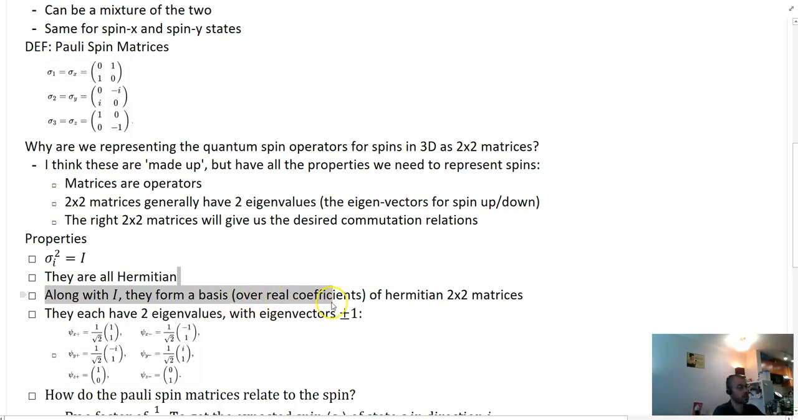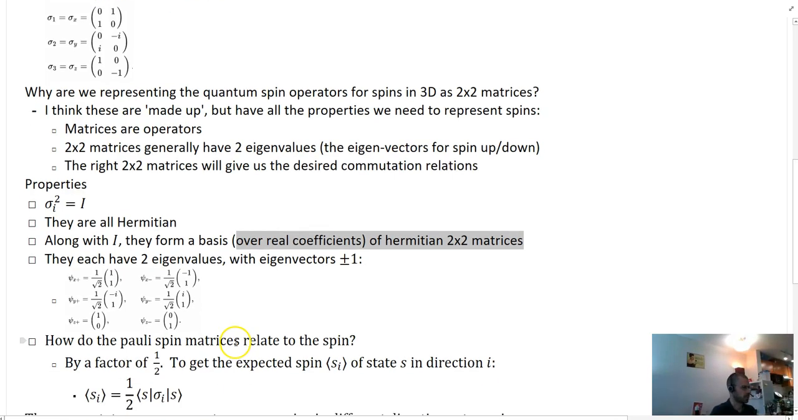Along with the identity, these are just other interesting properties to have. They form a basis over real coefficients of Hermitian 2x2 matrices. So we're getting a kind of vector space here. Just an interesting property.